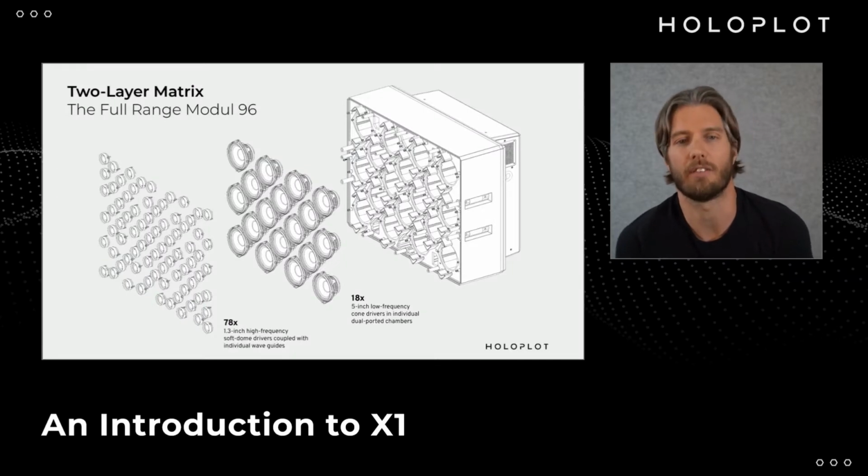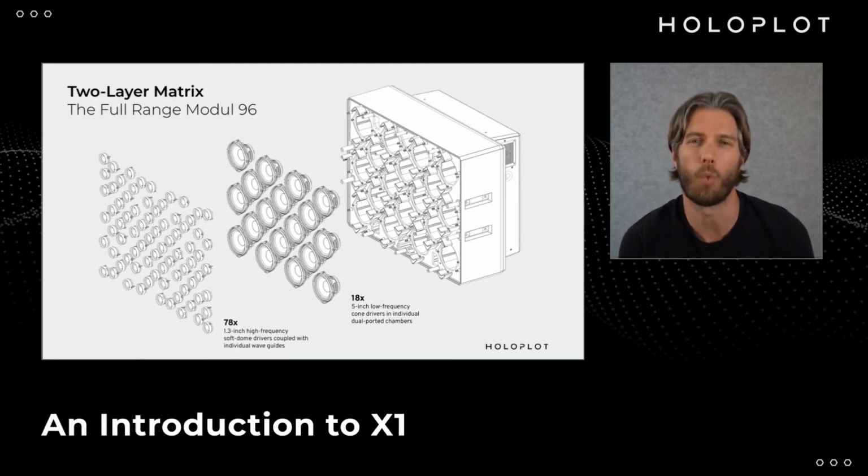Looking at this driver configuration, it's a multi-layered driver configuration. That starts at the front end with the 1.3-inch soft dome tweeter, and as you can see, there's 78 of those within this, and they have waveguides to control the radiation patterns from those tweeters. And then there are the 18 5-inch drivers that we have in behind that are ported because they sit behind the 1.3-inch soft dome tweeters, and they are in a sort of pseudo random configuration. And again, we'll talk about that later in terms of why we do that.